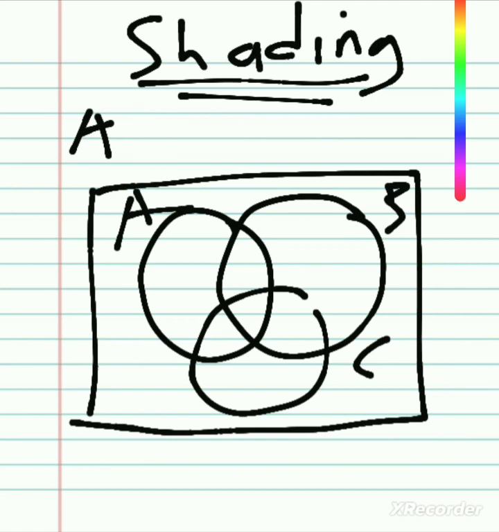What about intersect? How do we shade intersect? So intersect is a common region shared by two sets. If they say A intersect B, they want you to identify the region shared by A and B, which is, in this case here, this is the part shared by A and B. It may seem simple when you know the sets, but when you don't know the sets, sometimes it can be complicated.